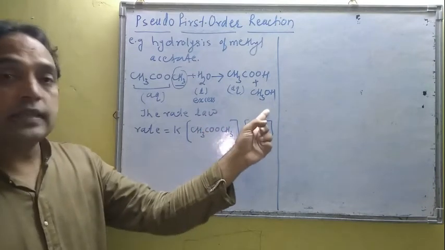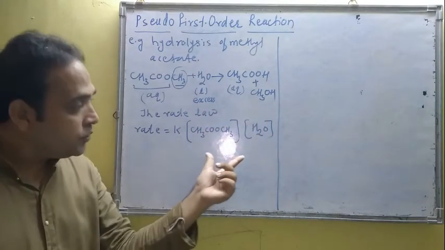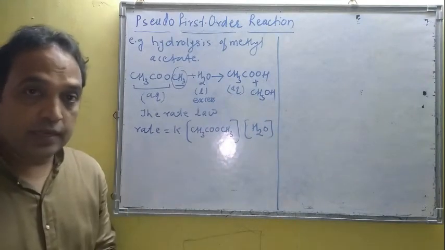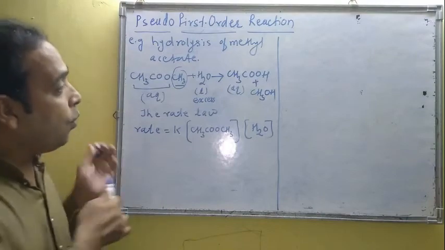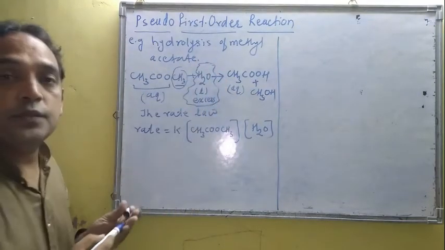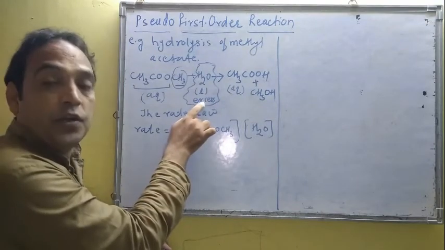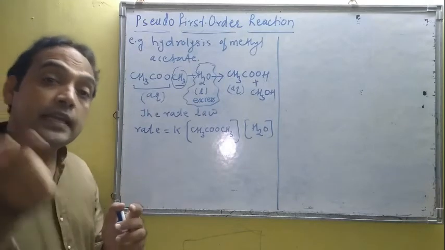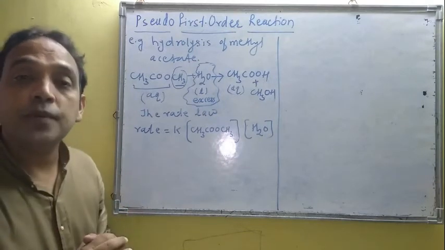Order of water is 1, which means it is first order, so the reaction is expected to be second order. But water is present in large quantity, or in excess, so the change in its concentration is negligible.